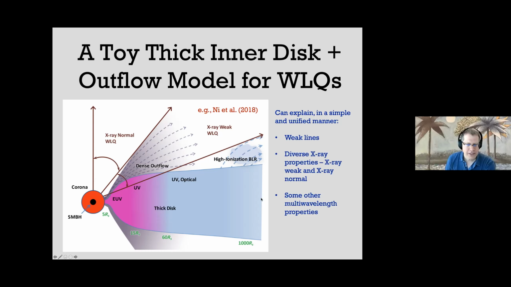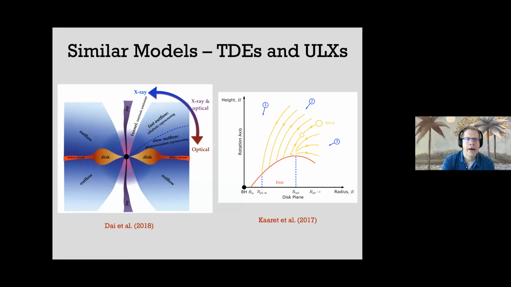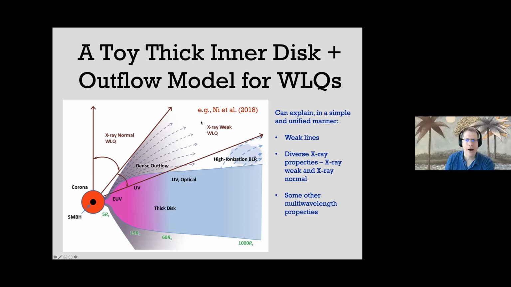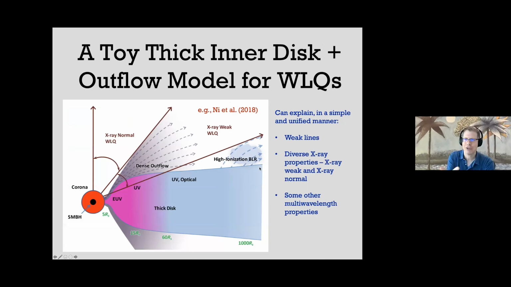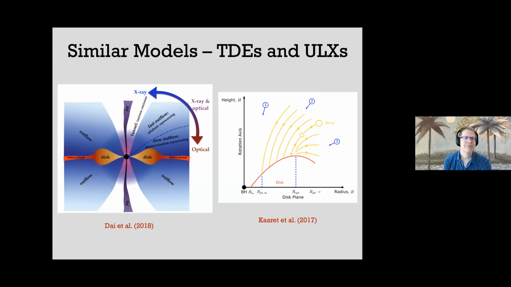And moreover, this model is successful at explaining at least some of their other multi-wavelength properties, and you can see the papers for our discussion of that. I will also, of course, note that this type of a model, this thick inner disk type model, has also been put forward to explain some of the diversity of the properties of tidal disruption events in this paper, for example, as well as in ultra-luminous X-ray sources. And so we're talking about the kind of quasar version of these ideas.